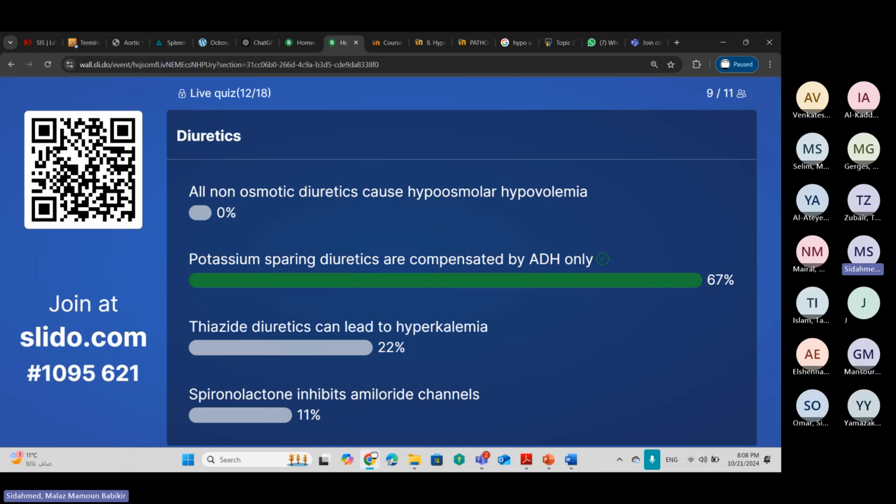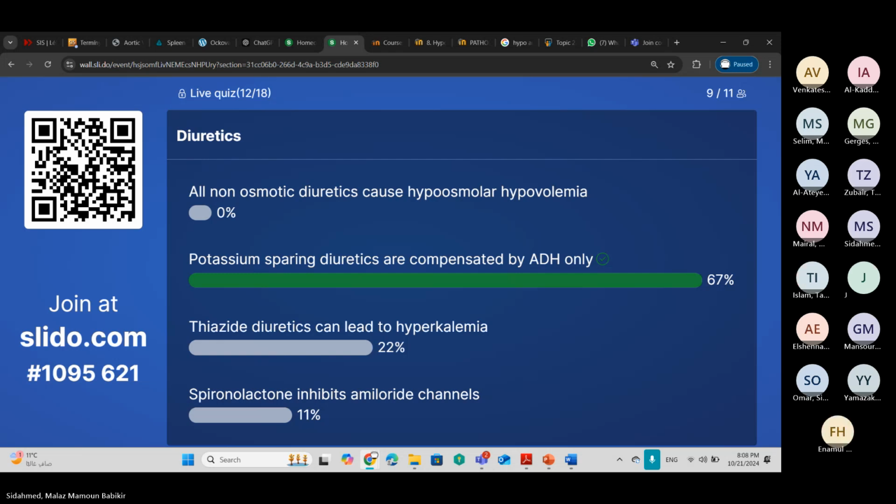For thiazide diuretics, the statement that they can lead to hyperkalemia is wrong. Do you guys know why? Why does it not lead to hyperkalemia? Because it's compensated by aldosterone. Exactly, yeah, you get it. Thank you. Because thiazide diuretics are compensated by aldosterone, which causes hypokalemia.